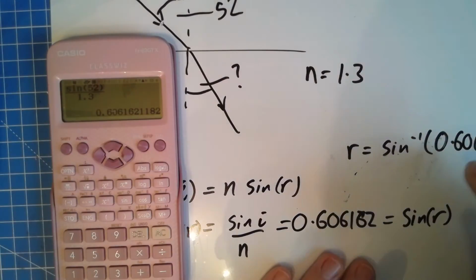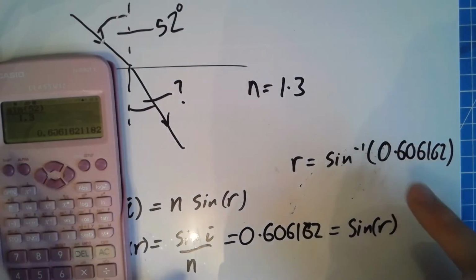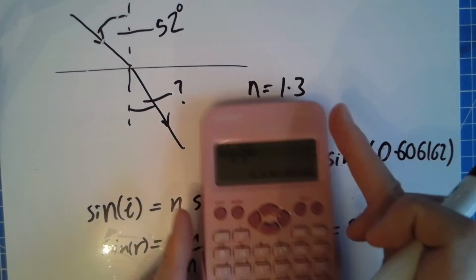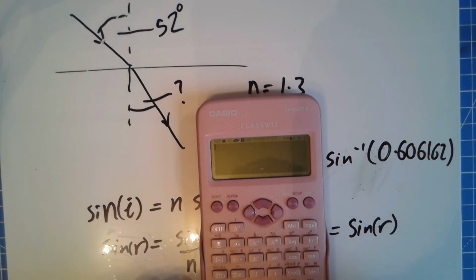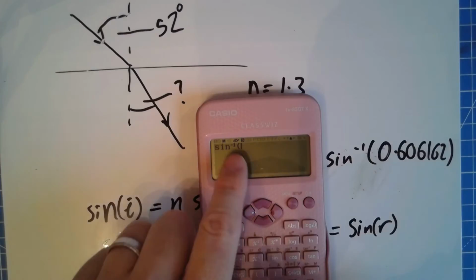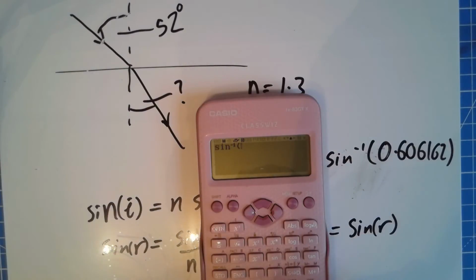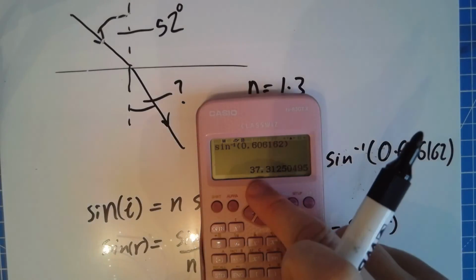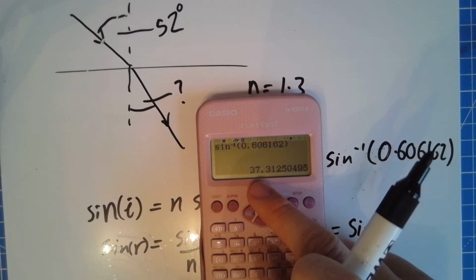Now you can just use your answer button on your calculator, but I'm going to actually plug this number in. So we do shift sine to get sine to the minus 1, so inverse sine, 0.606162. When we press equals, that gives us an angle, and then we just apply our rule of, does that make sense?